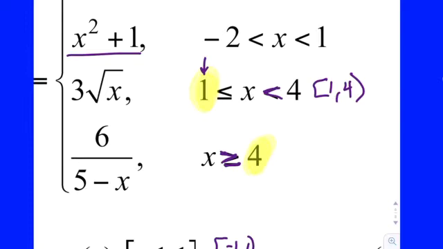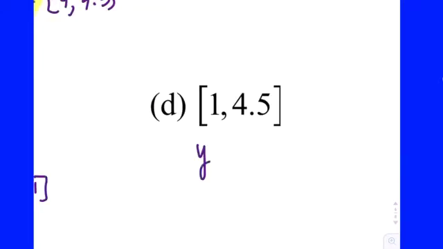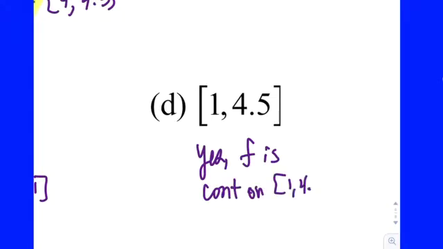And so now all I have to do is get from 4 to 4.5. Can I travel on this function a half unit past 4 without running into any problems? Yes, because that piece is only undefined where? At 5, where it has a vertical asymptote. So this one is yes. F is continuous on this closed interval.